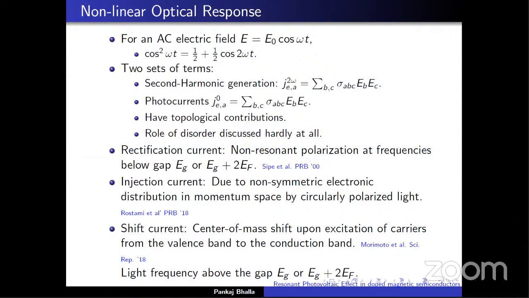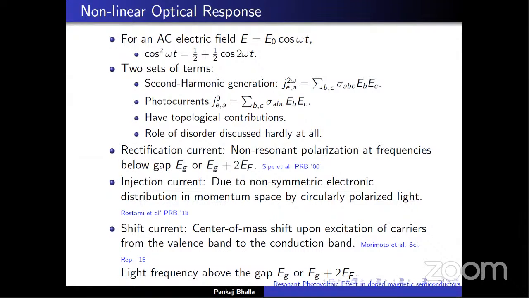Now, another thing is why this is only for circularly polarized light: because circularly polarized light can give rise to phase factors in the term. So that's why the injection current can only occur for circularly polarized light. It cannot be generated with linearly polarized light.